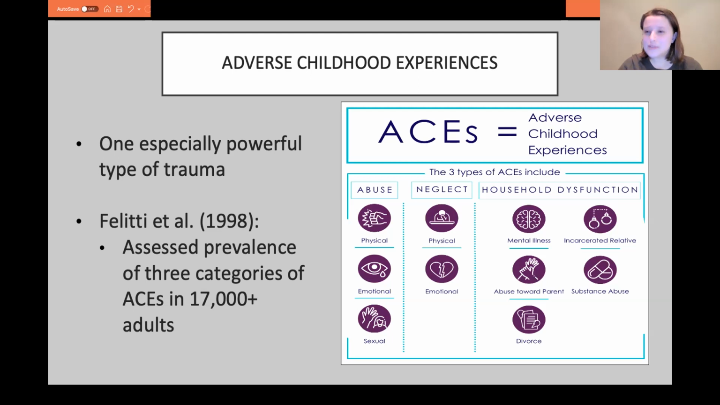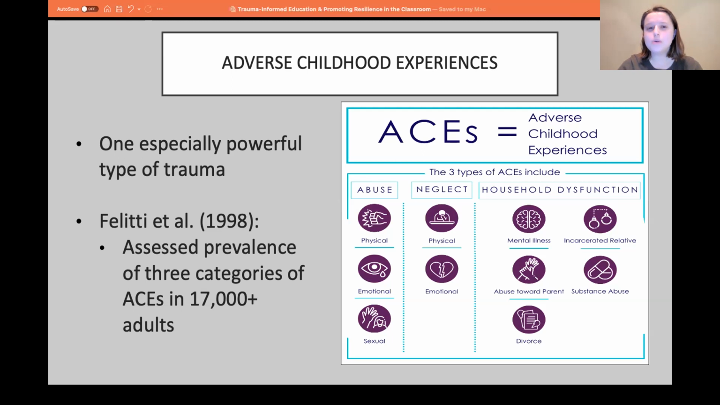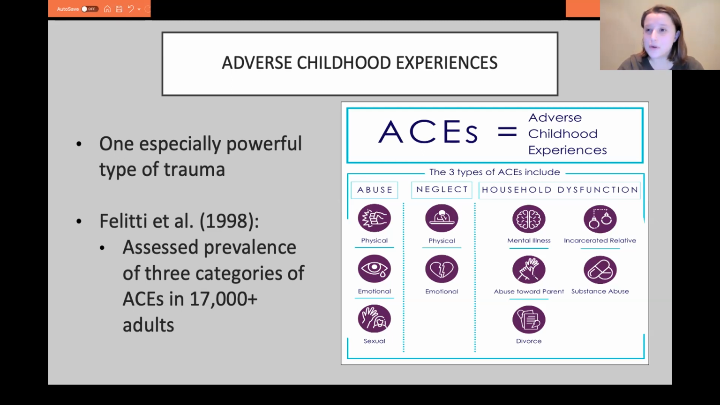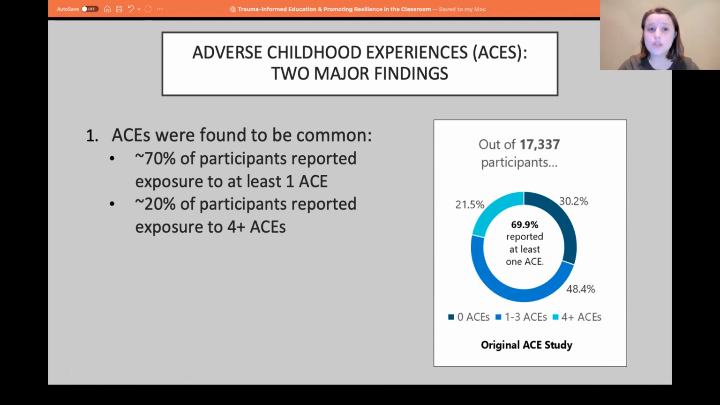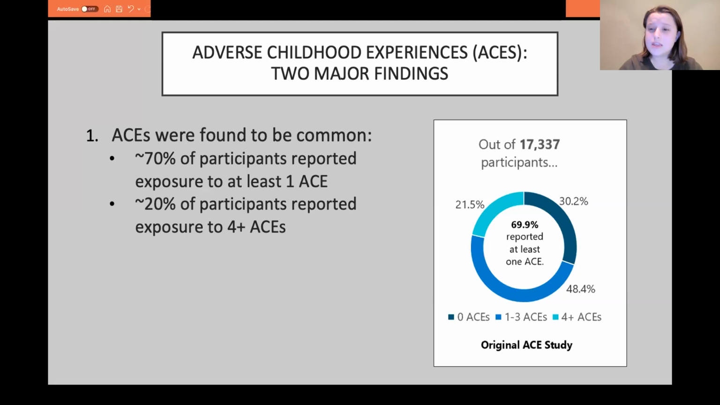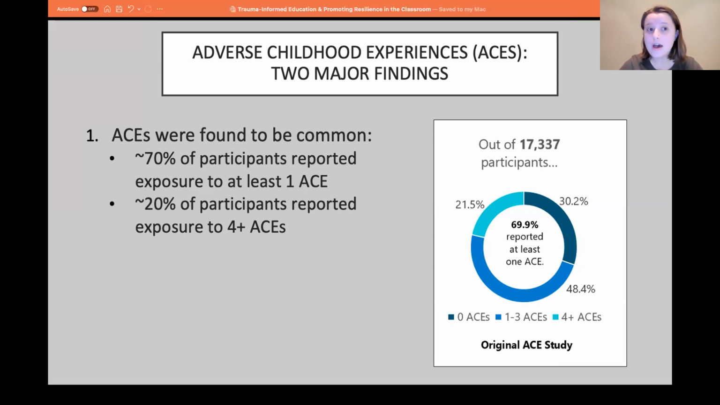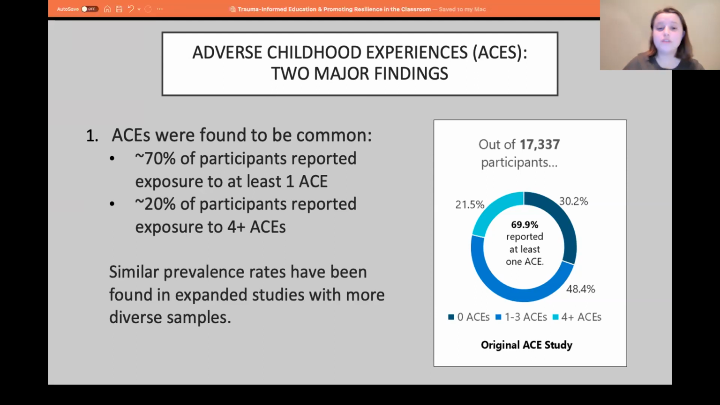And so out of the 17,000 adults that were surveyed in this original ACEs study, there were 2 really big findings that were discovered as a result of just this massive data set that was collected. The first one was that ACEs were found to be incredibly common. So again, about 70% of participants reported at least one ACE, and about 1 in 5 participants reported exposure to 4 or more ACEs. So this was quite alarming to those researchers, because this was in a sample that was primarily white, primarily educated. They were all collected through an insurance group, so they all had insurance. This was quite astounding. We're seeing these numbers even in that particular demographic. And similar prevalence rates have been found in expanded studies with more diverse samples, if not more prevalence rates. So that was kind of the first major finding of the original ACEs study.